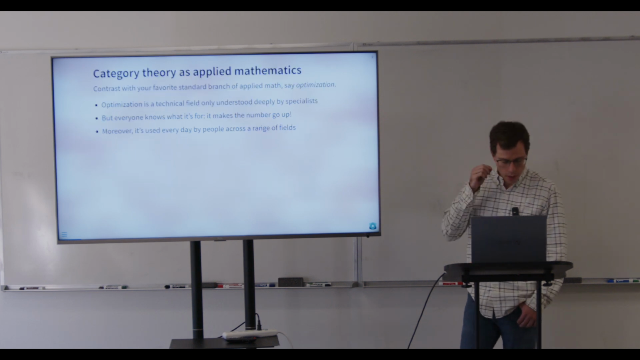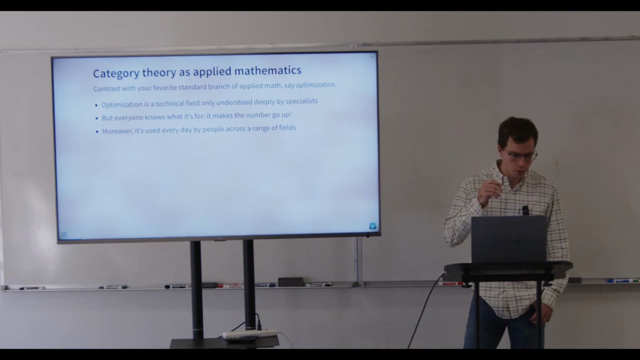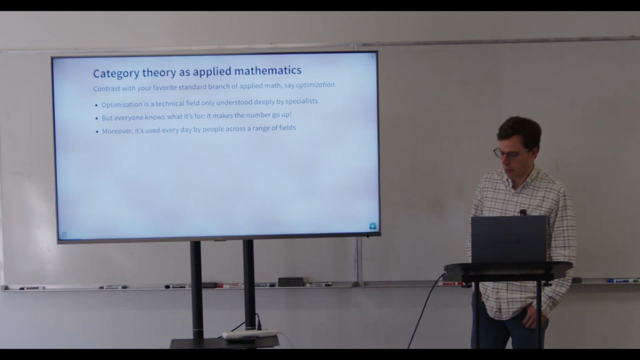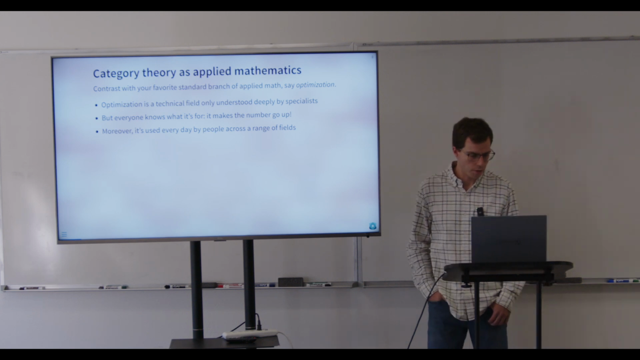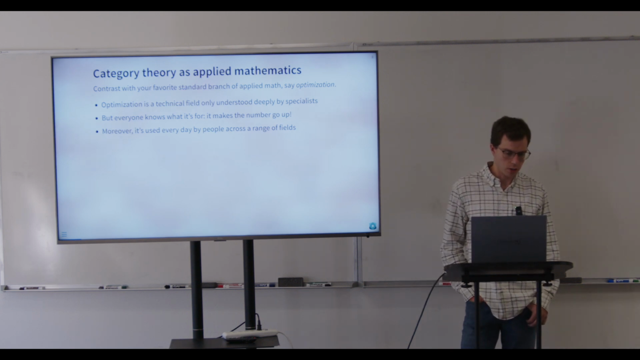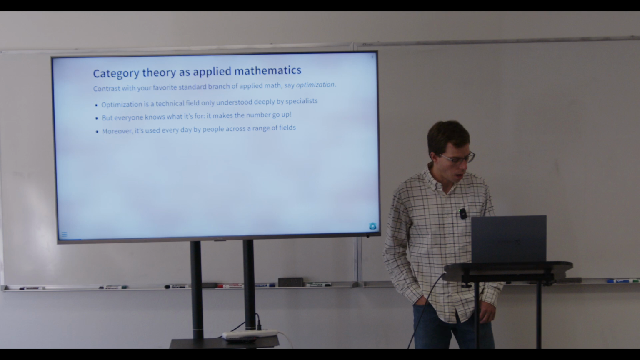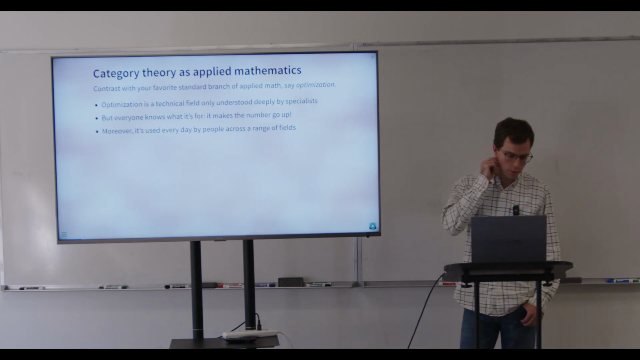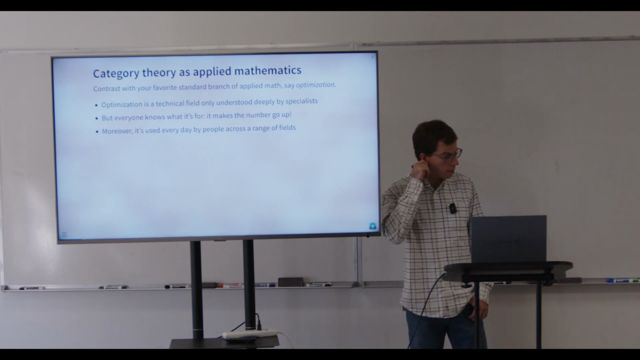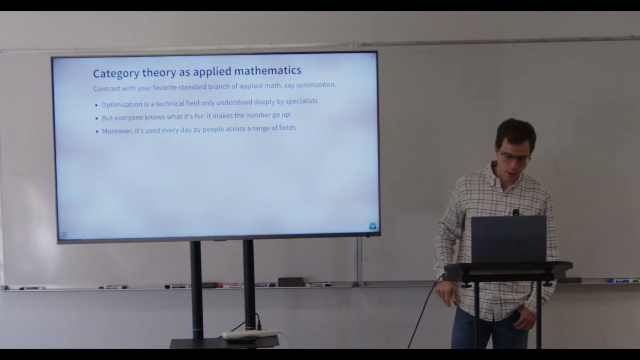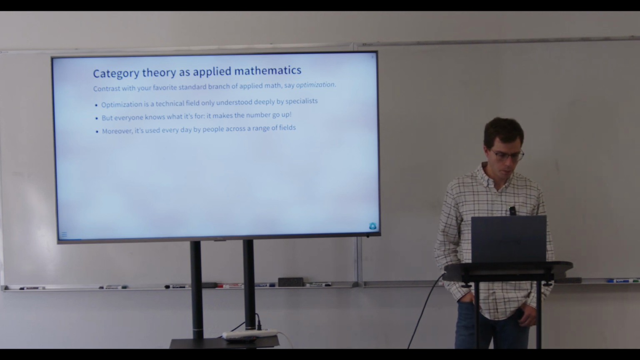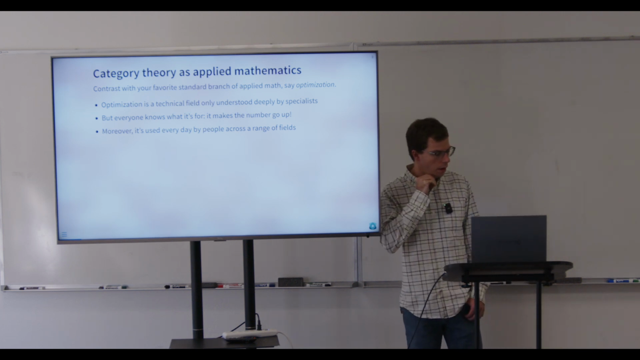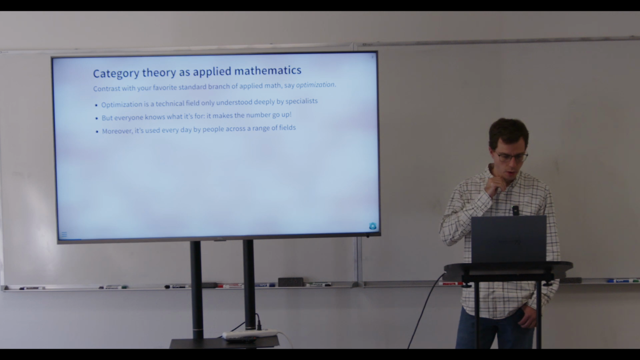And so I want to start by thinking a little bit about what it means for category theory to be a branch of applied mathematics. You could contrast with any of your favorite existing standardized branches of applied math, like optimization, and convex optimization was one of my favorite things that I studied in grad school. On the one hand, optimization is a technical field, which like any technical field is only understood in a really deep way by specialists who work in it. But on the other hand, everyone knows what it's for. Everyone knows that optimization is how you make the numbers go up.